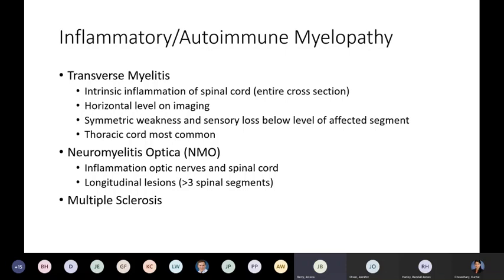Transverse myelitis is an acute intrinsic inflammation of the spinal cord and usually will involve the entire cross-section of the cord and result in a total cord syndrome, and you'll usually see a horizontal level in imaging. As such, the symptoms are usually symmetric, and this most commonly is going to occur in the thoracic cord. NMO is a similar process with associated inflammation of the optic nerves, and typically in comparison with transverse myelitis, the lesions will be more longitudinal, involving 3 or more spinal segments.